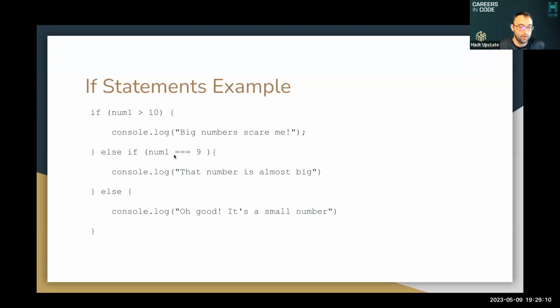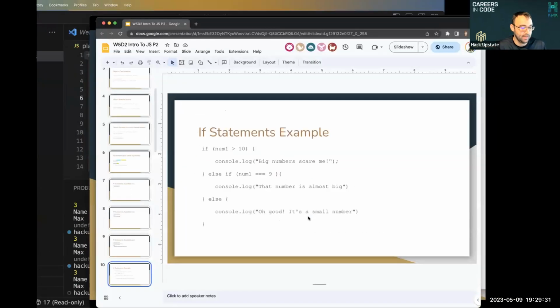This is the first time that we've seen an equality checker. This is checking to see if the number matches the number 9 exactly. If it does, it's going to print that out. And finally, if this is not true and this is not true, it is going to come down here and it's going to print this out instead. So let's see what that looks like in our code.